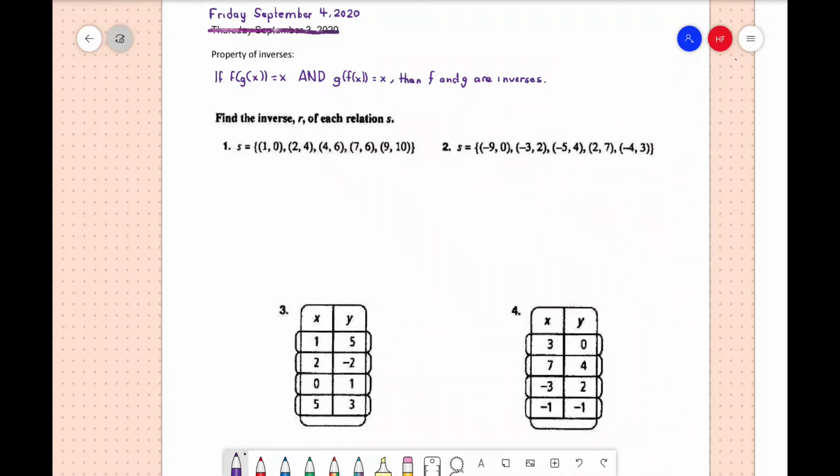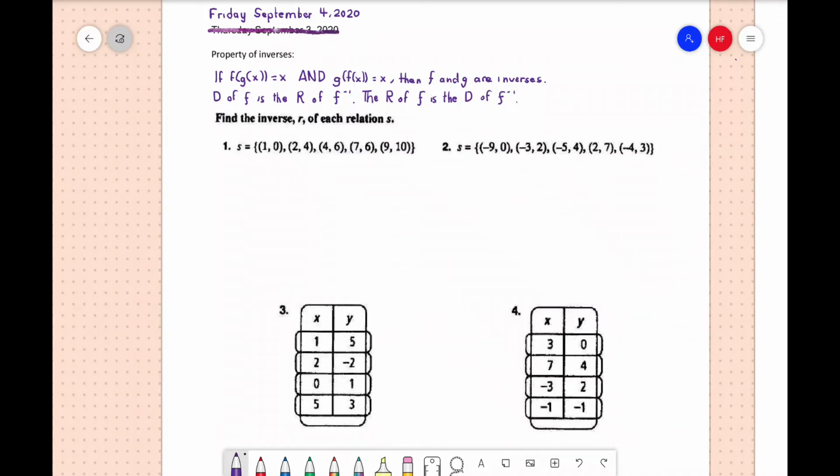Some other properties: the domain of f is the range of the inverse of f, and vice versa. And the range of f is the domain of the inverse. We'll talk about some more as we go along.